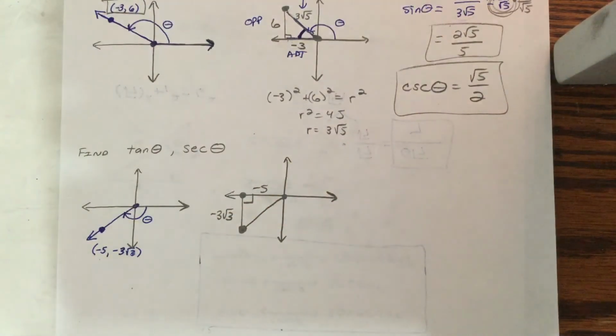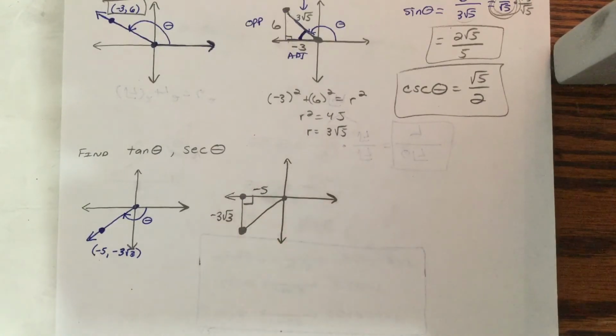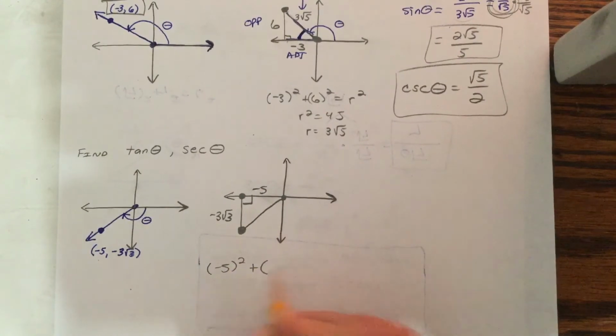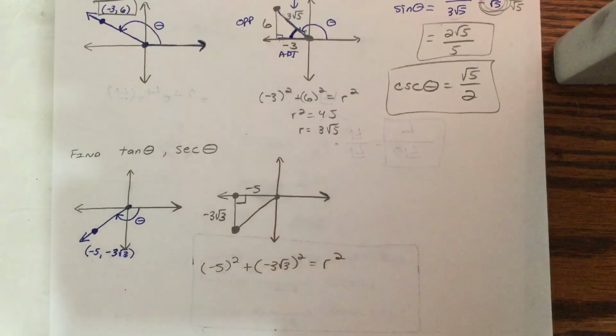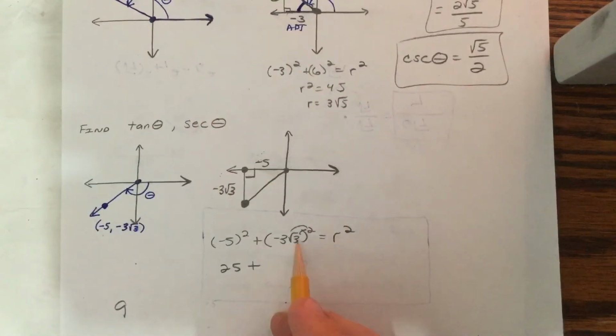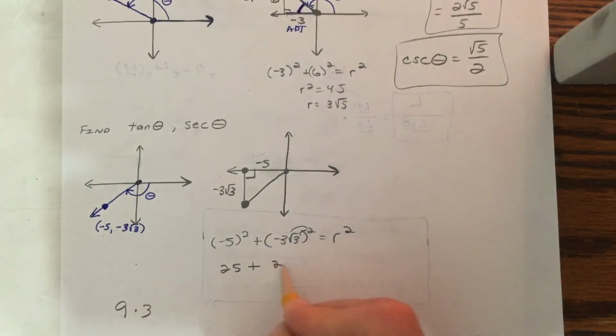So a little bit uglier here. And we're going to want to, once again, find that value of r. So we will do (-5) squared, again, put that in parentheses, and then (-3√3) squared equals r squared. So this will be 25 plus, here we have to be a little bit careful, that square will get applied to both pieces. So (-3) squared is 9. And the square root of 3 squared is 3, so 9 times 3 would be 27.